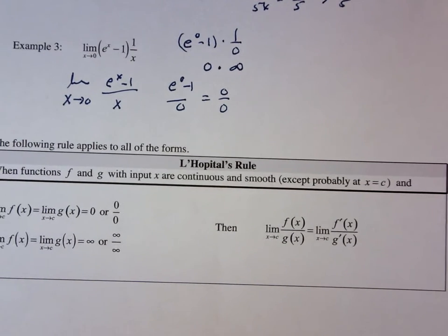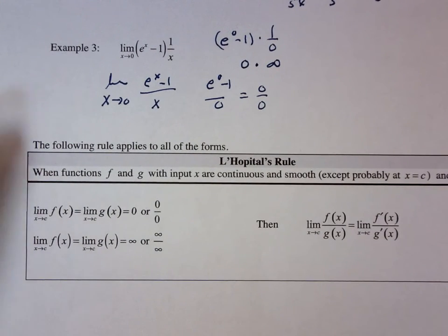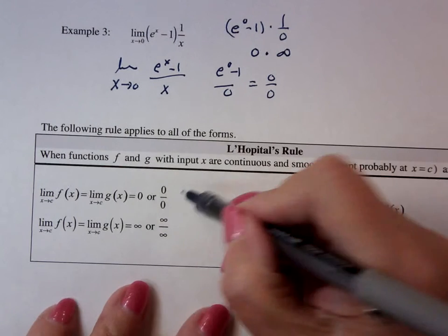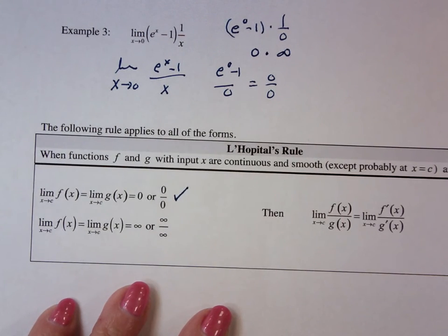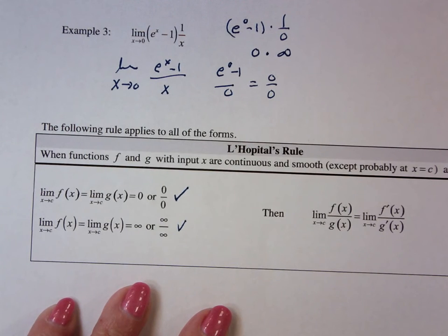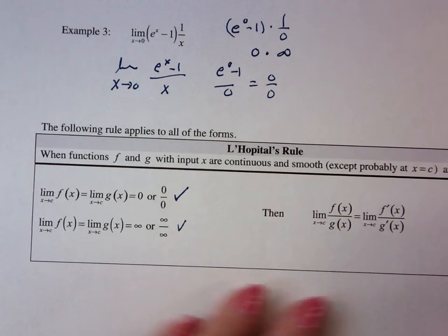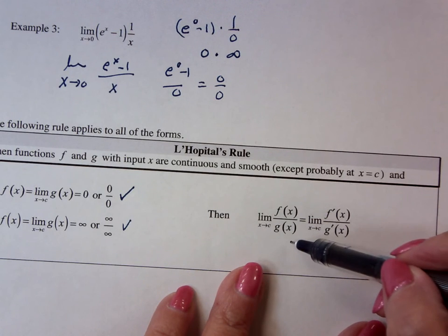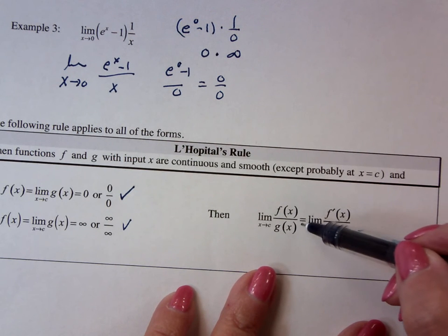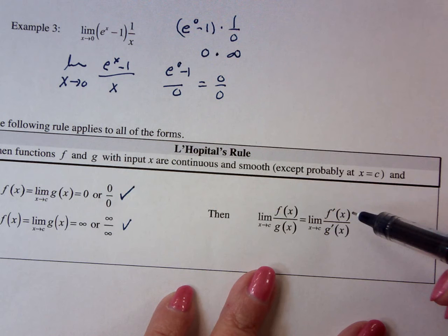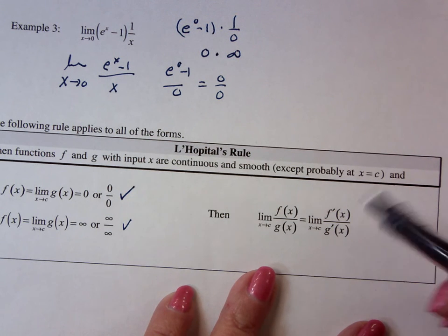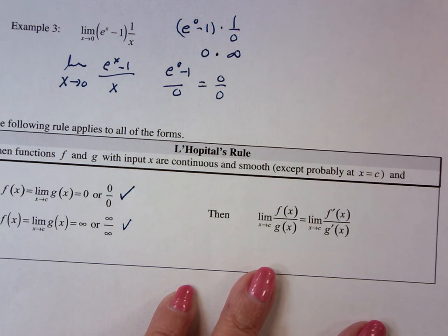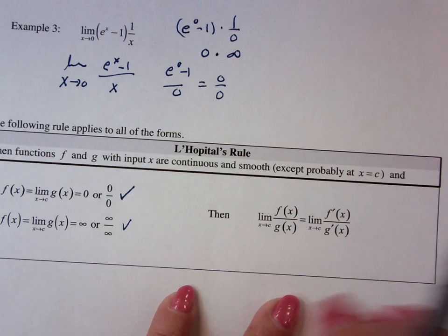Well, the something we're now going to be capable of doing is something called L'Hopital's rule. L'Hopital's rule is very straightforward. If you get a 0 over 0 form, it only works for 2 forms, or an infinity divided by infinity form, L'Hopital's rule says this: the limit as x approaches c of f of x divided by g of x is the same as the limit as x approaches c of the derivative of f of x divided by the derivative of g of x. Weird, but true. Thank you, L'Hopital.